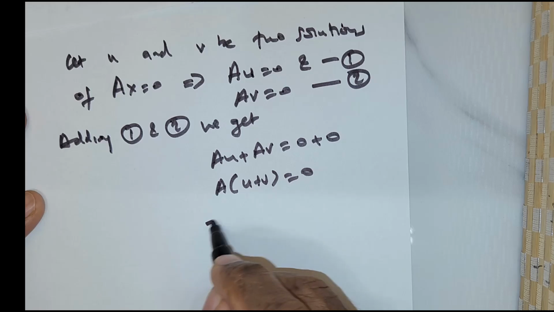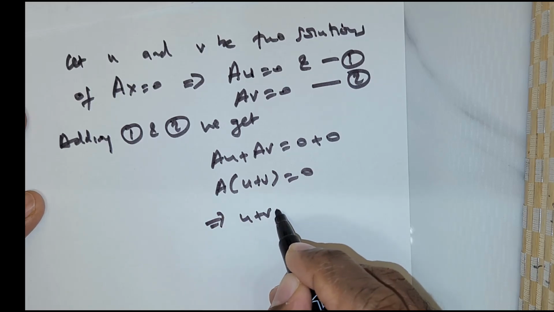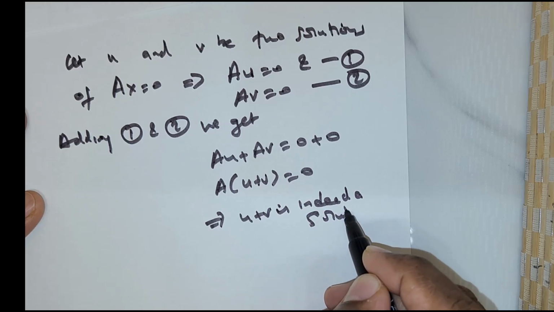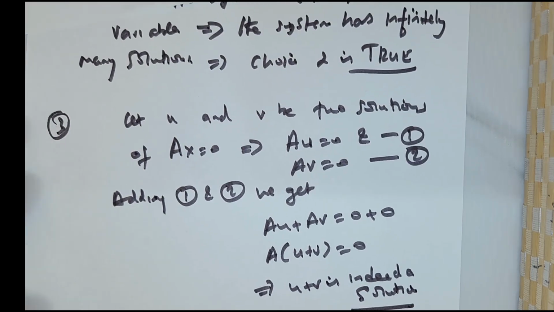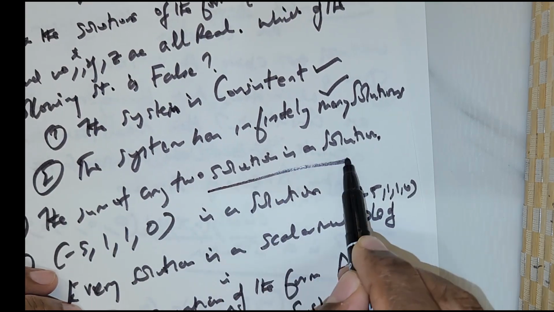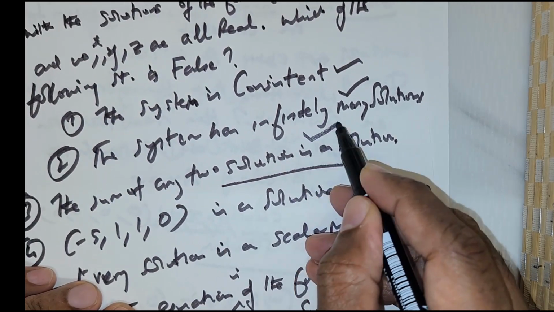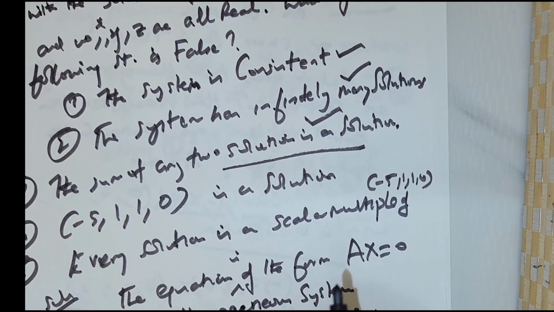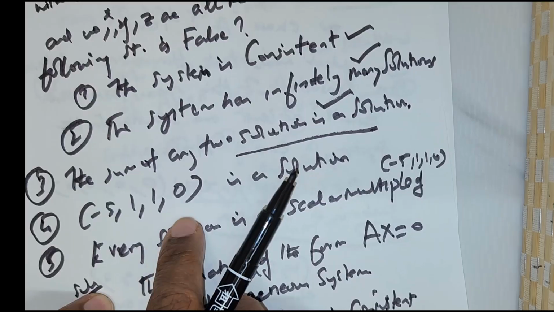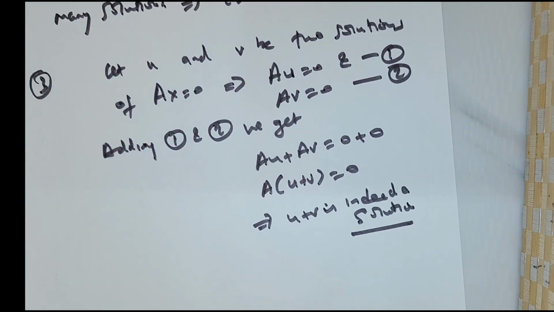So what is the meaning of this? This means U plus V is indeed a solution, is it not? So let's go back. The sum of any two solutions is a solution. So point 3 is also correct. Now we need to find if this is a solution. How are we going to do that?